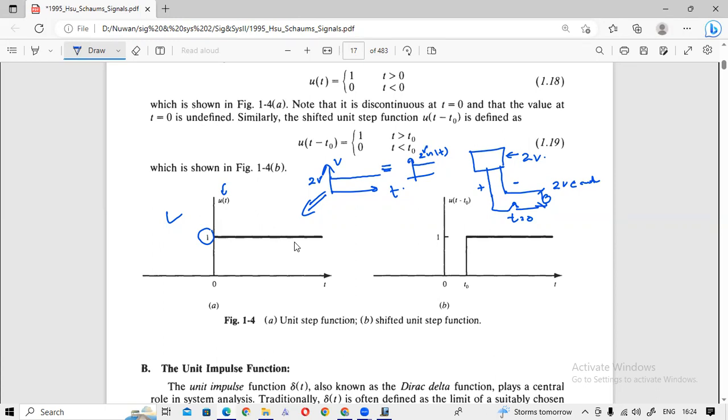But if it is a DC signal, remember that normally the minus part is also there. The minus part is also there. But for the unit step signal, the minus part is not available. Is it clear?